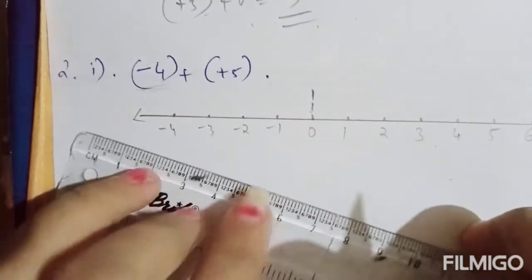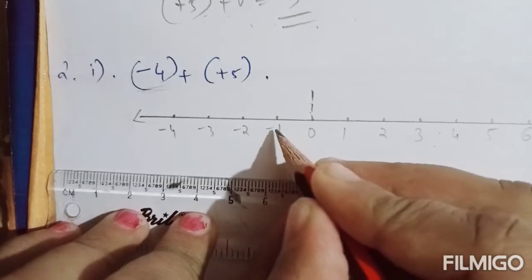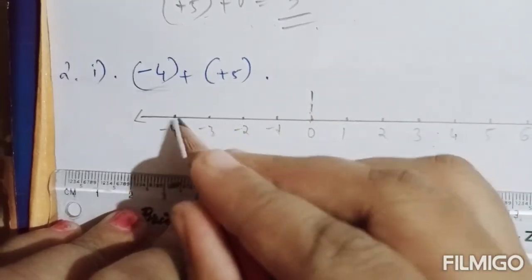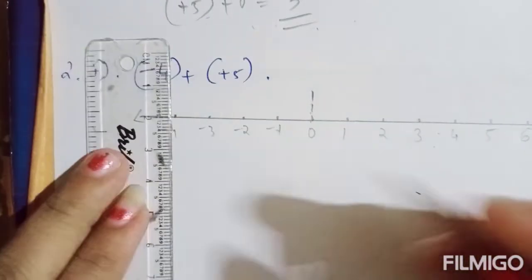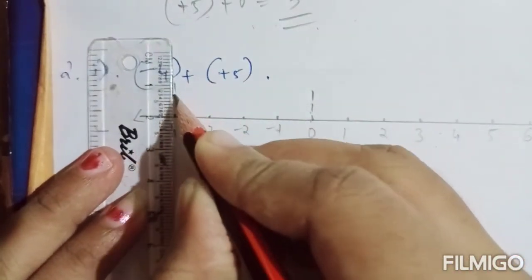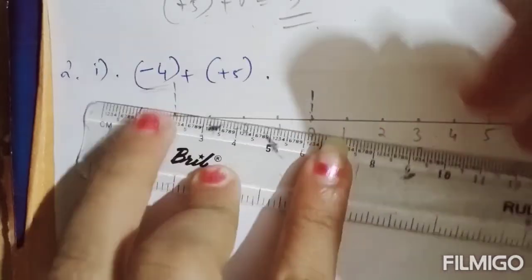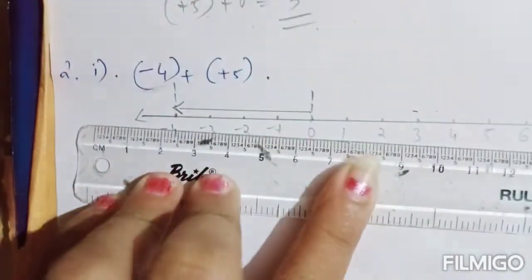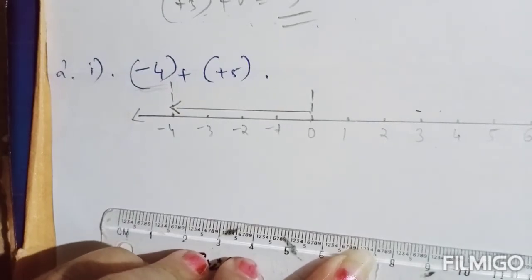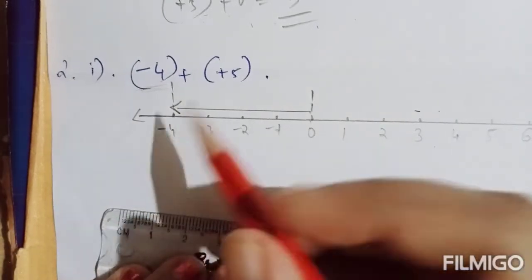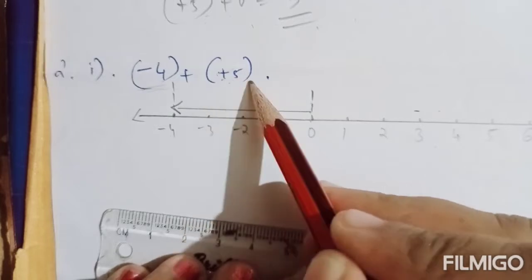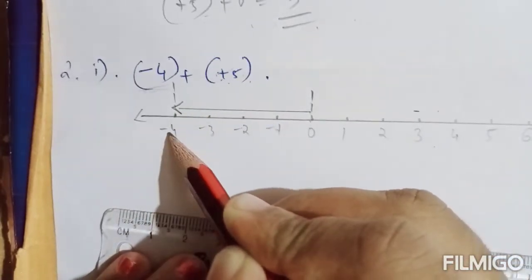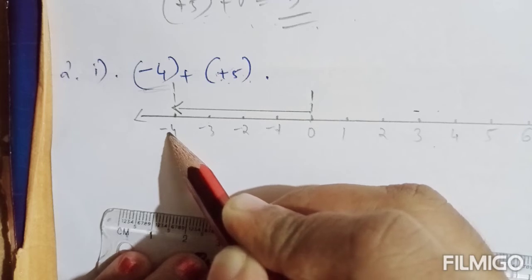Okay, so moving 4 units to the left of 0. This is 1, 2, this is 0. Now 1, 2, 3, 4, you will reach at this point. Okay, here you can mark a dotted line and you can put an arrow. We are moving to the left, so a left arrow you can mark. Okay, we reach at minus 4. Next number is plus 5. So what to do? From minus 4 you have to move 5 units to the right.